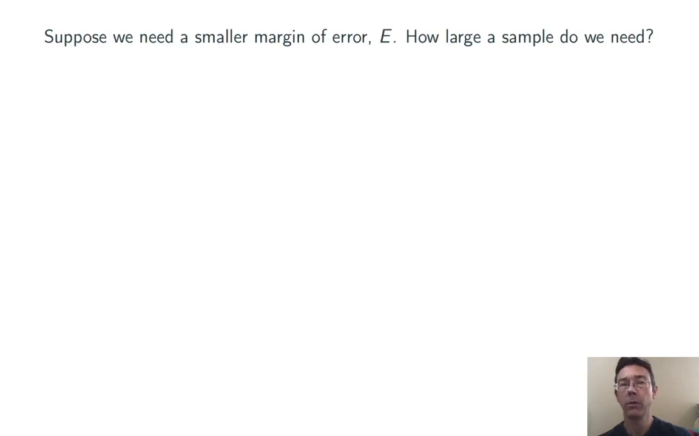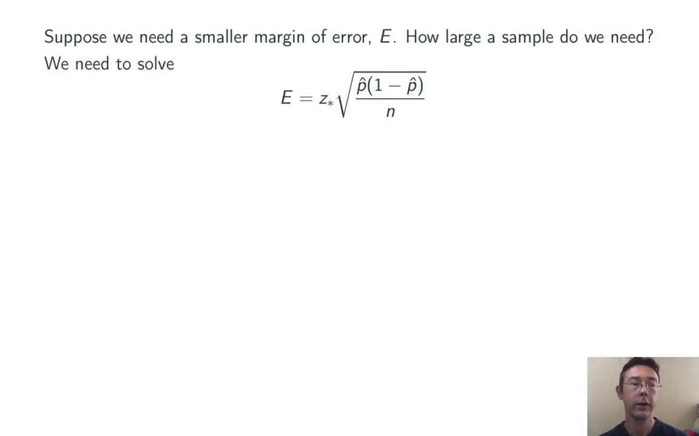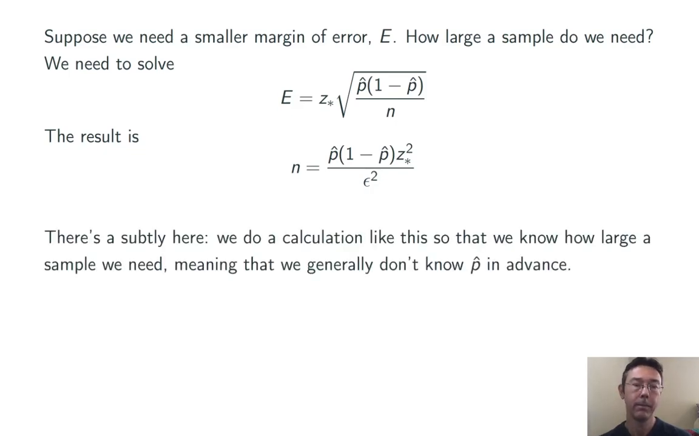Suppose we need a smaller margin of error, E. How large a sample do we need? This is a common and very important question in study design. So we have a formula for the margin of error, z star times the square root of p hat times 1 minus p hat over n. Here we know what E is supposed to be. We'd like to determine n. So let's just solve this formula for n. n equals p hat times 1 minus p hat times z star squared over epsilon squared. Here I've rewritten capital E as epsilon.